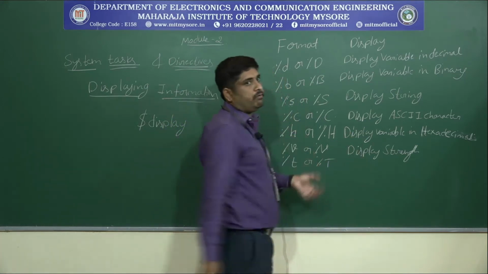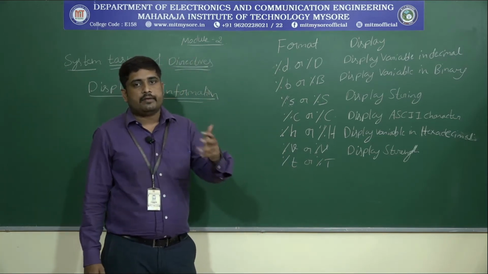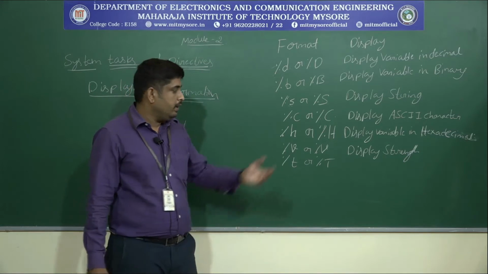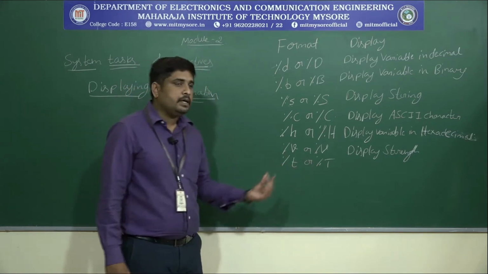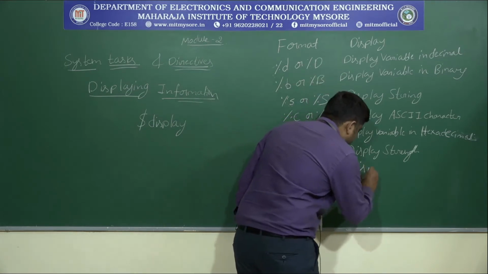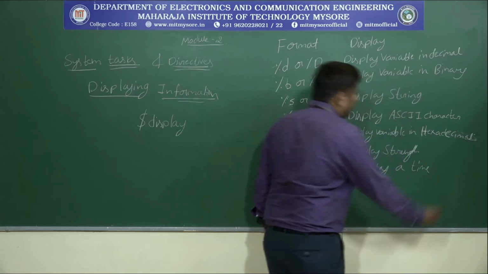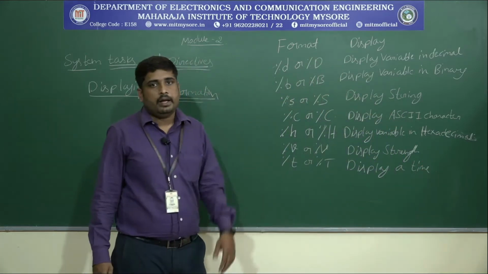So it's a very important one, because in Verilog HDL our main aim is what? A calculation with respect to time only. So that's why here T indicates time. So it indicates display a time. Time may be in nanoseconds or it may be in microseconds.